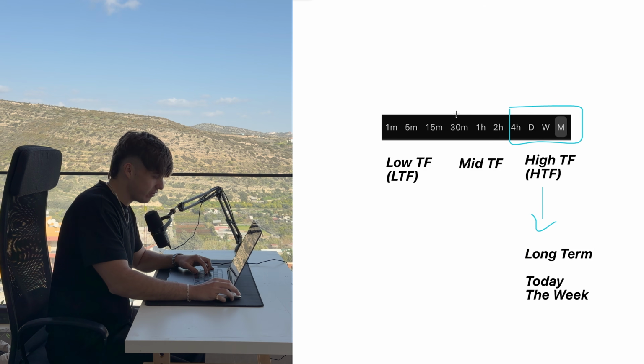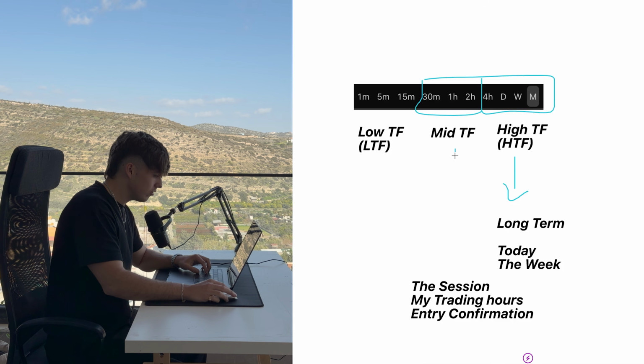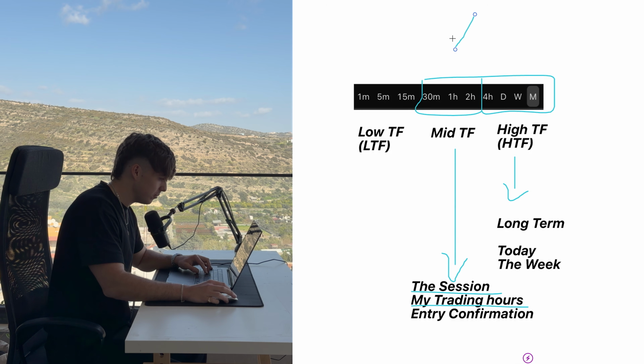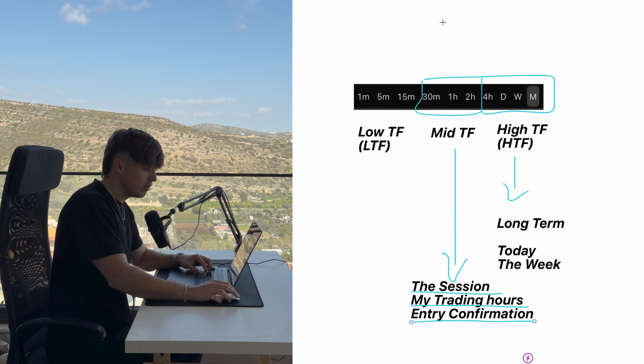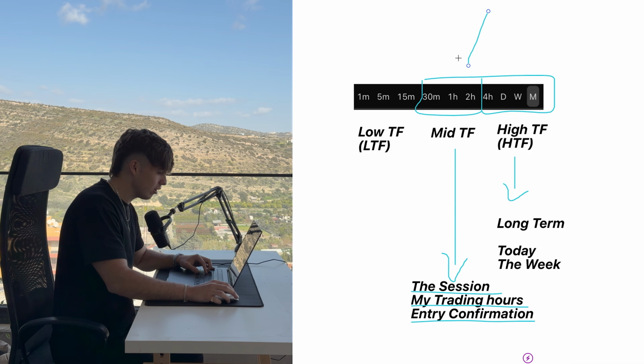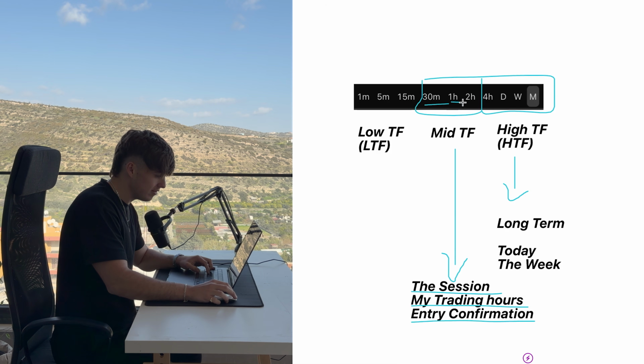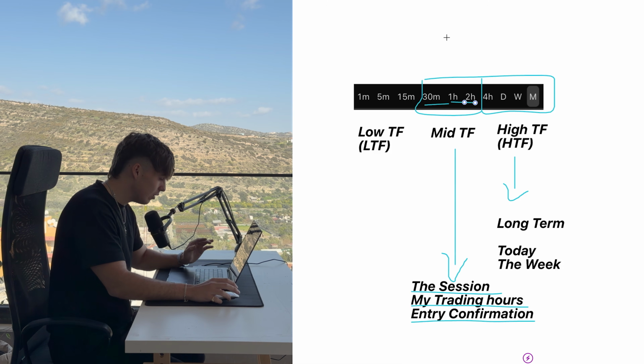Now, the mid-tier time frame here is anything from the 30-minute up to the 2-hour time frame. For me, I use the mid time frames very specifically. First of all, I'm looking to see where price is going to go throughout this current session. So whether it's within my trading hours or New York session, the mid-tier time frame gives me confirmation of where price goes during that. And second of all, this is used for entry confirmation. So for me, when I'm taking an entry, I'm looking for a closure on either the 1-hour, the 30-minute, or the 2-hour in order to go ahead and confirm the entries.